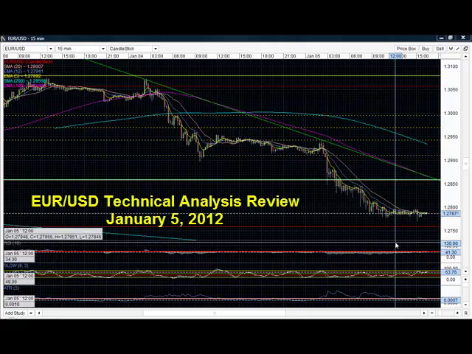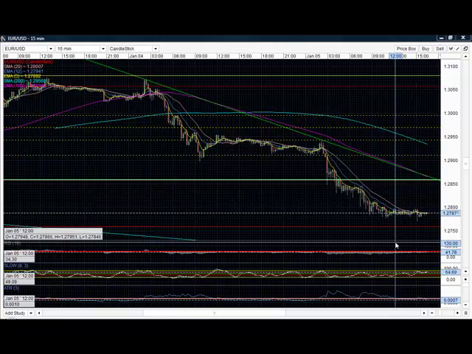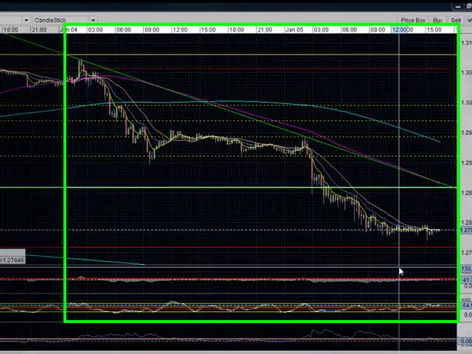Hello everyone and welcome to our next technical analysis review for the Euro US dollar pair. Today is January 5th, 2012 and we are currently looking at the price action on our 15-minute chart.